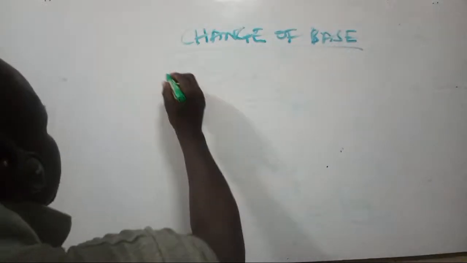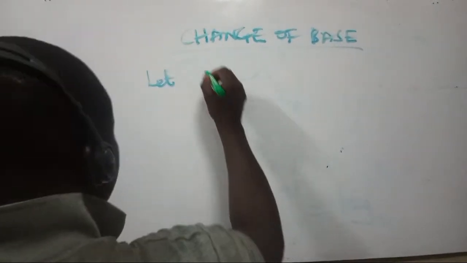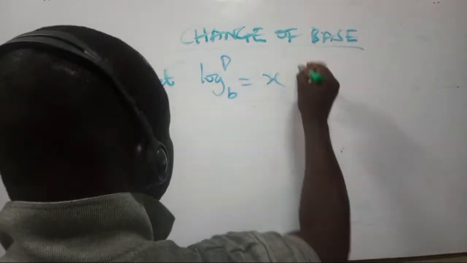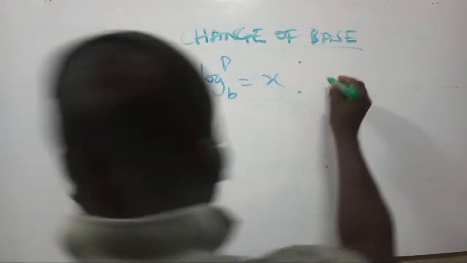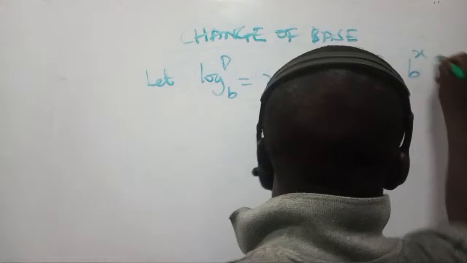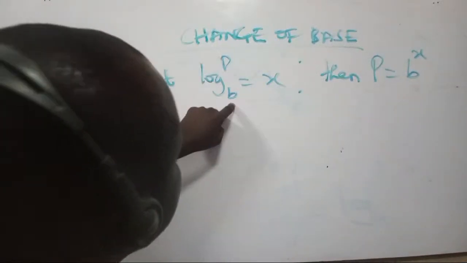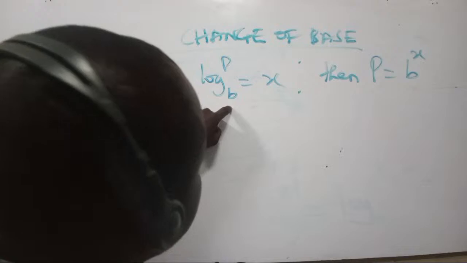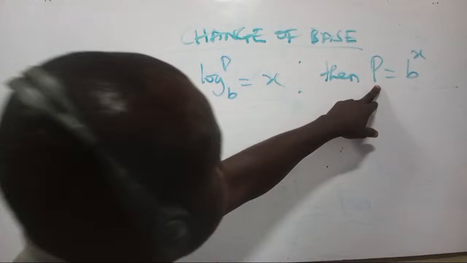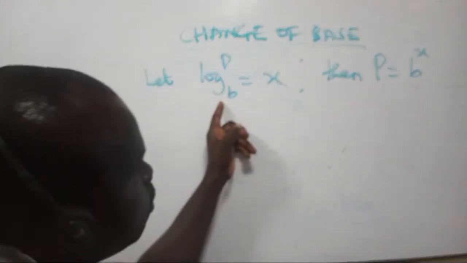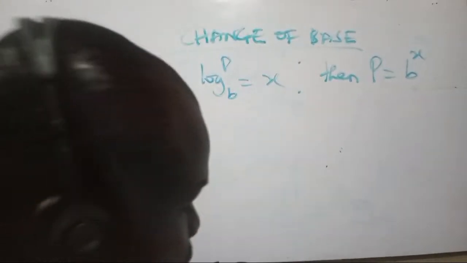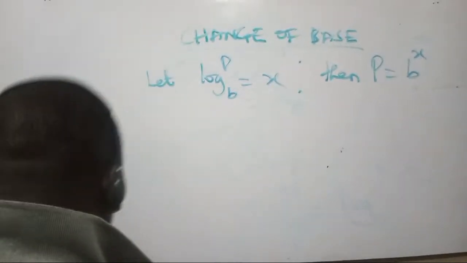Change of base. If we let log p base b be equal to x, then the meaning is that p is equal to b raised to power x. If you are given log p base b is equal to x, and you want to rewrite this in index form, this p will be your base raised to the power of x, and that's from the definition of logarithm that I gave.